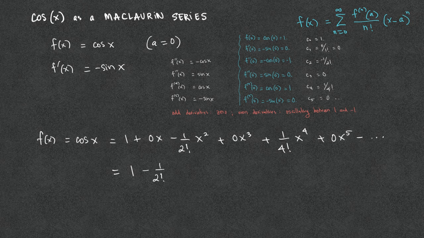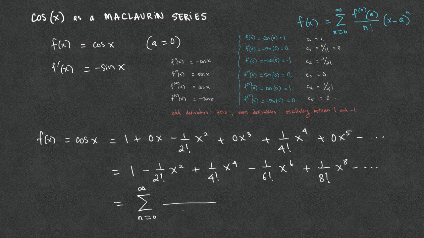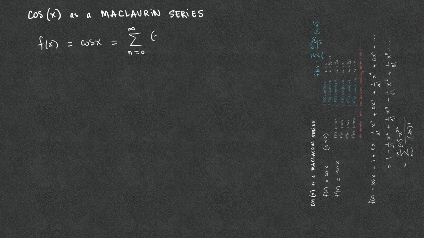Simplifying this, we get 1 minus 1 over 2 factorial x squared plus 1 over 4 factorial x to the 4th minus 1 over 6 factorial x to the 6th, and so on. We see a pattern, so to write this in sigma notation: the denominators are even, 2n factorial. The power is also even, x to the 2n, and this is an alternating series, negative 1 to the n. Thus, cosine of x is the series of negative 1 to the n, x to the 2n over the quantity 2n factorial.